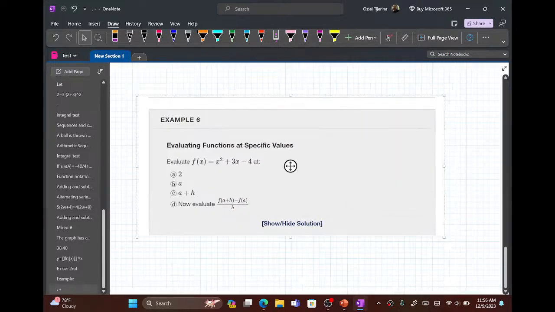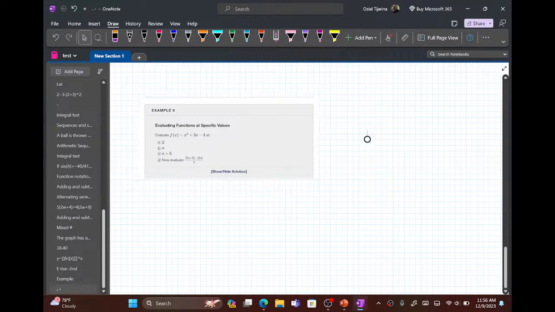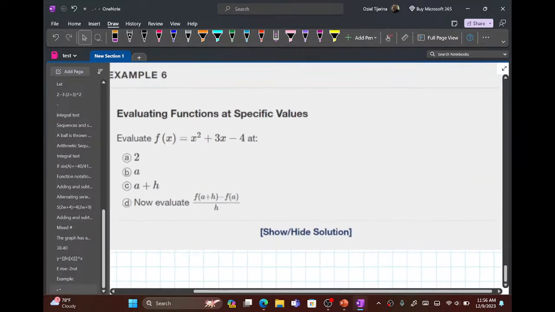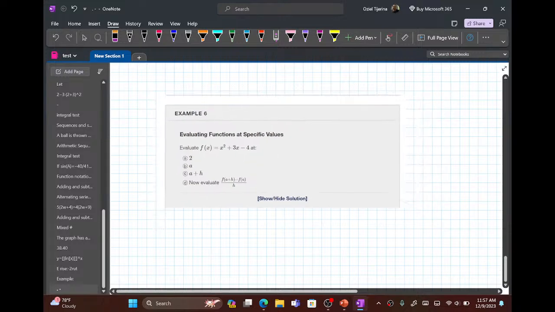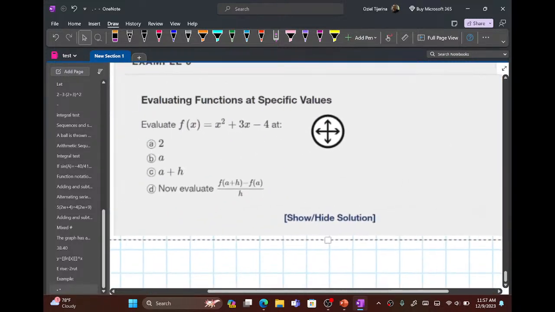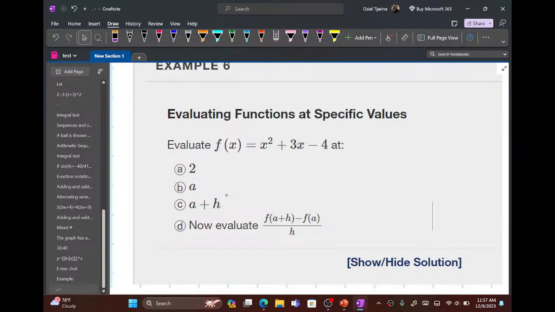Now this one, if we want to actually evaluate functions, this is something that we've done maybe in high school or college algebra. We did this most likely in college algebra, but we're doing it again just to make sure we understand, because in calculus they go over this kind of stuff, especially when we're doing limits, like the derivative of a function by limit definition.